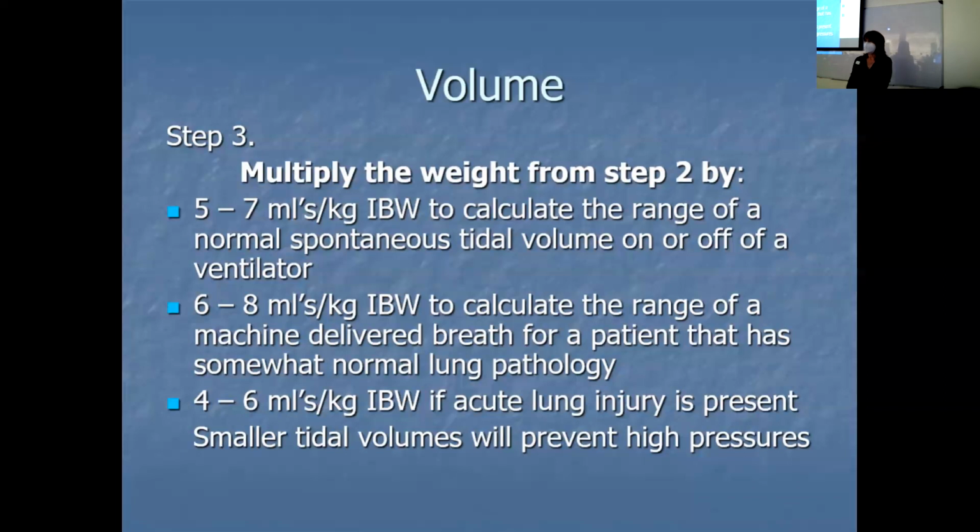All right, so if you're putting a patient on a ventilator and they don't have acute lung injury, what range would you use? 6 to 8. Very good, 6 to 8 mLs per kilogram. So I think that's all I wanted to tell you.